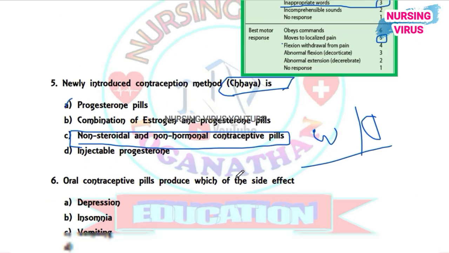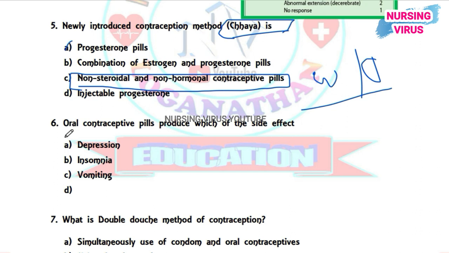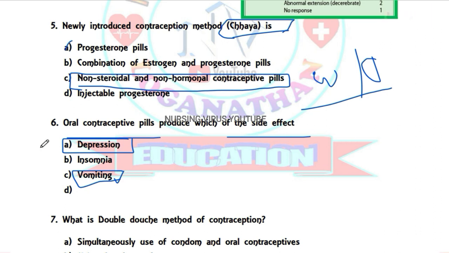The next one: if the person is taking oral contraceptive pills, what will be the common side effects? The options are depression, insomnia, and vomiting. The most common side effect of this drug is depression. The person may also have nausea, but vomiting is not common. So depression will be considered the correct one.